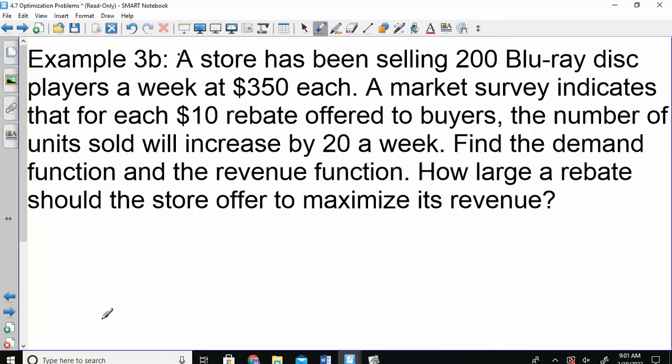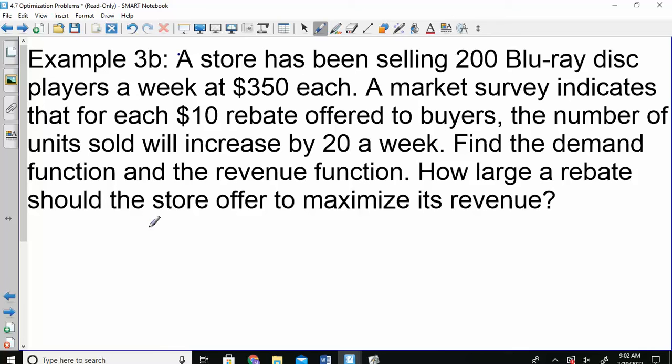Okay, so we have a lot of stuff here. When I ask for the demand function, what am I asking you for? You might need to look back at yesterday. We talked about a lot of different pieces. What is demand? It's the price function. So we have to find basically an equation for the price we should charge.